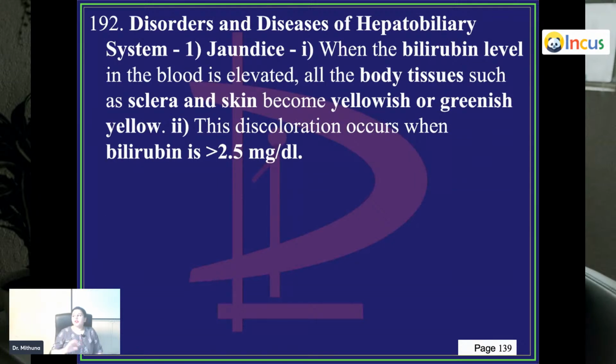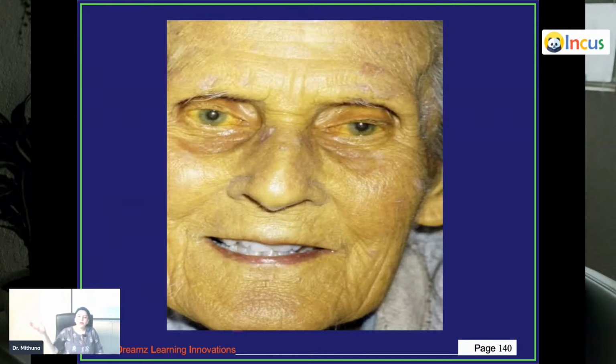What are the disorders of hepatobiliary system? Coming back to hepatobiliary system, any kind of obstruction can lead to jaundice. When the bilirubin levels in the blood are elevated, all the body tissues such as sclera and skin will become yellowish or greenish yellow. This discoloration occurs especially if the bilirubin levels are more than 2.5 milligrams per deciliter. This is how the patient will look, all yellow. You can see this yellowing of the skin and yellow sclera. This is severe jaundice. So you can see a completely yellow patient.